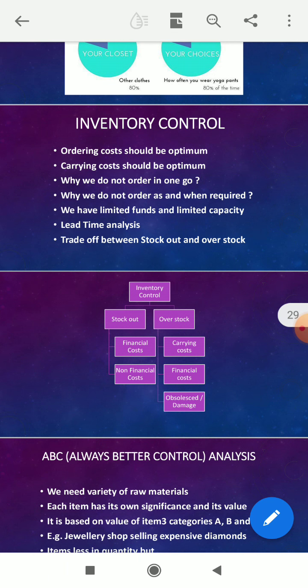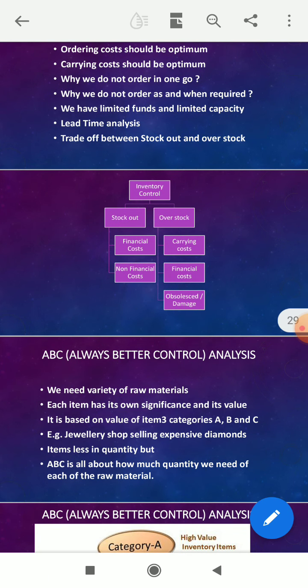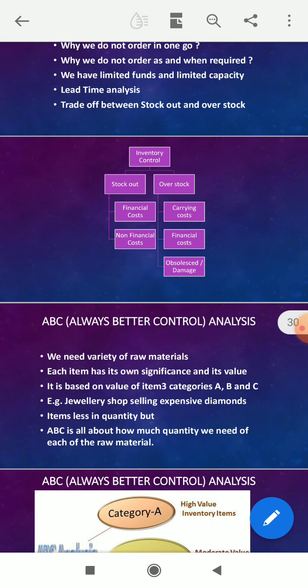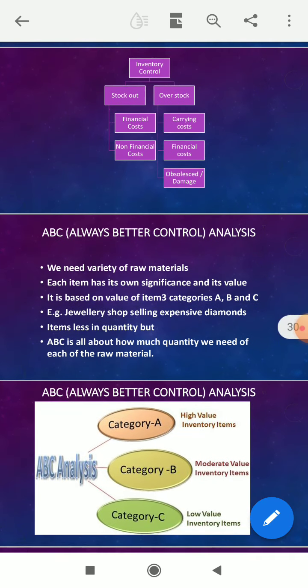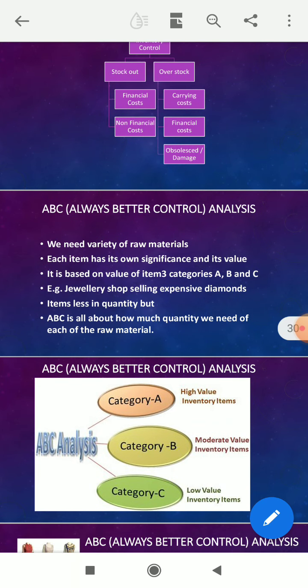Next one, ABC analysis. One of the most important techniques adopted by the entrepreneur to control inventory is ABC, which means always better control analysis. This analysis helps in better inventory control. It is based on the Pareto principle. In ABC analysis, a company reviews its inventory and sorts all SKUs into three categories called A, B, C items.